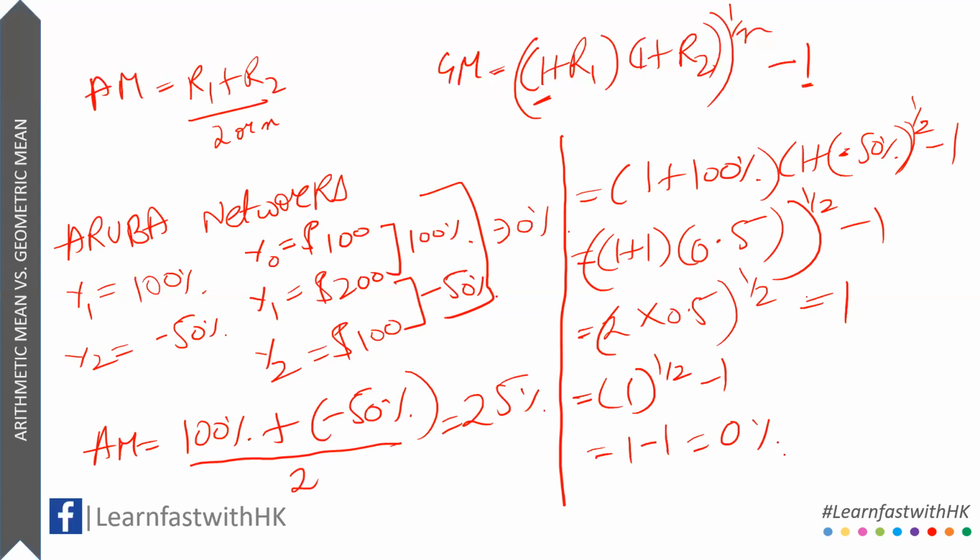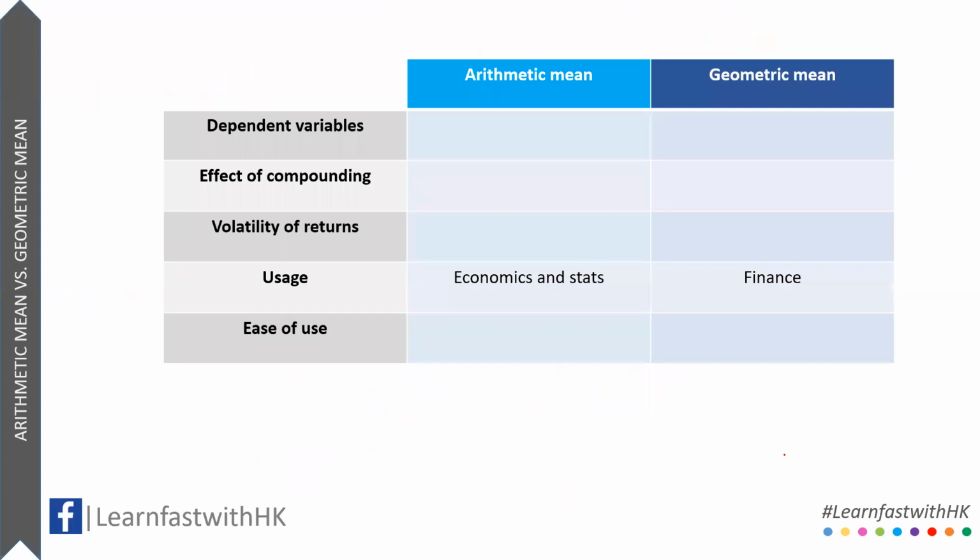There are some more deficiencies and some more points of difference between arithmetic mean and geometric mean, which we can look at now. The arithmetic mean is something which should not be used for dependent variables. When I say dependent variables, if I talk about the return stream for the last 5 years, for the last 3 years, then arithmetic mean should not be used to find out the average of the returns that you have earned in these years. However, geometric mean is a preferred method of finding out the average.